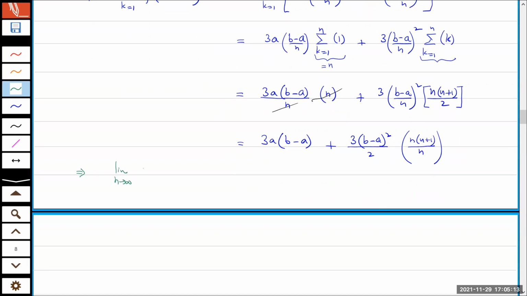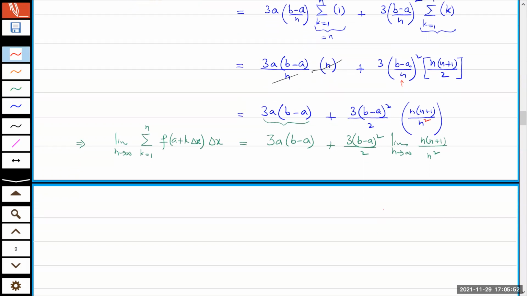Limit n going to infinity, sum k equals 1 to n of f of a plus k delta x, multiplied by delta x, equals, this term does not involve any n, so the limit doesn't apply to it, plus 3(b minus a) squared over 2, limit n going to infinity of n times (n plus 1) divided by n squared. That should be n squared because that came out of this square on the top. So this should be n squared here. Great. It's n squared plus n divided by n squared, and n is going to infinity. So this whole limit is going to give me the leading coefficient from the top divided by the leading coefficient from the bottom, which is 1 over 1, and the answer would be 1.